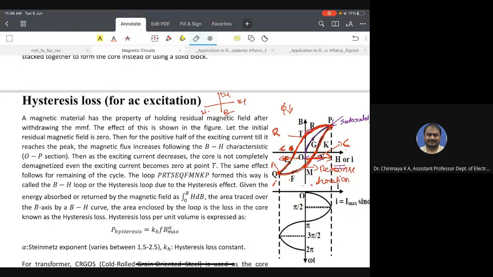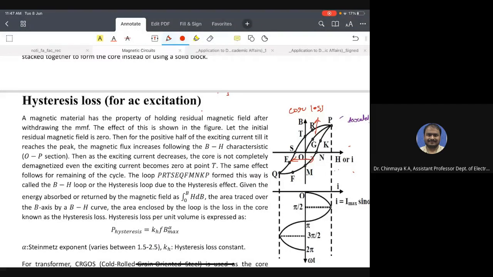For a material like a transformer core, we need this hysteresis loop to be thin, because we are magnetizing and demagnetizing the ferrite material of the transformer very quickly. The area of the loop is the loss in the core. This loss occurs in the core, therefore we call it core loss. Hysteresis loss is a type of core loss which occurs due to AC excitation.